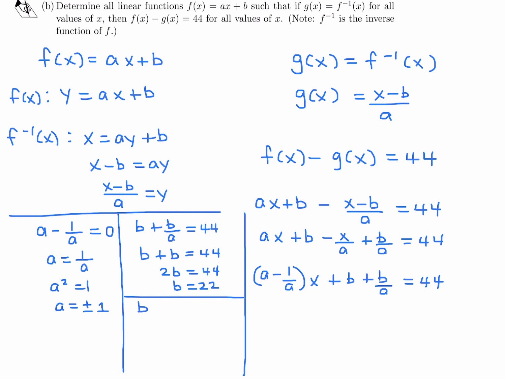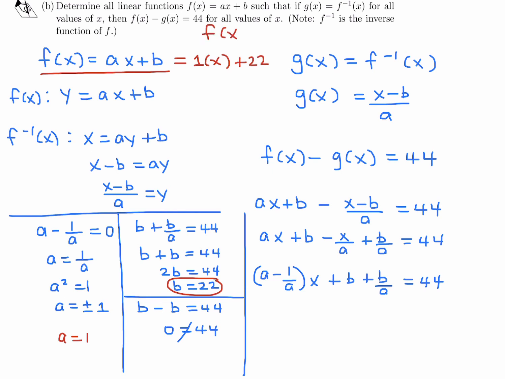Now let's do the same thing for a equals negative 1. That would give me b minus b is 44. So that means 0 is 44. Well, obviously, that doesn't work. So the only solution looks like a is 1 and b is 22. So that means the only such f of x I can find has a equal to 1. So it'll be 1 times x plus b, which is 22. So if I were to write it out, it would be f of x is equal to x plus 22.